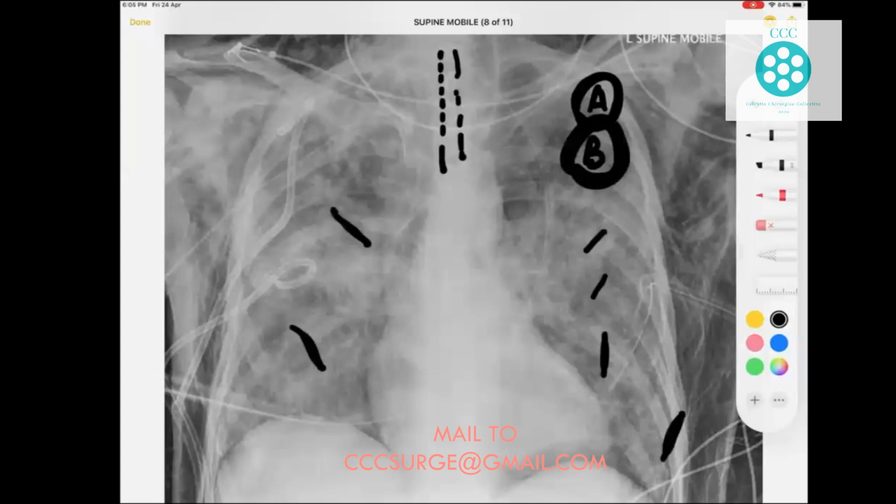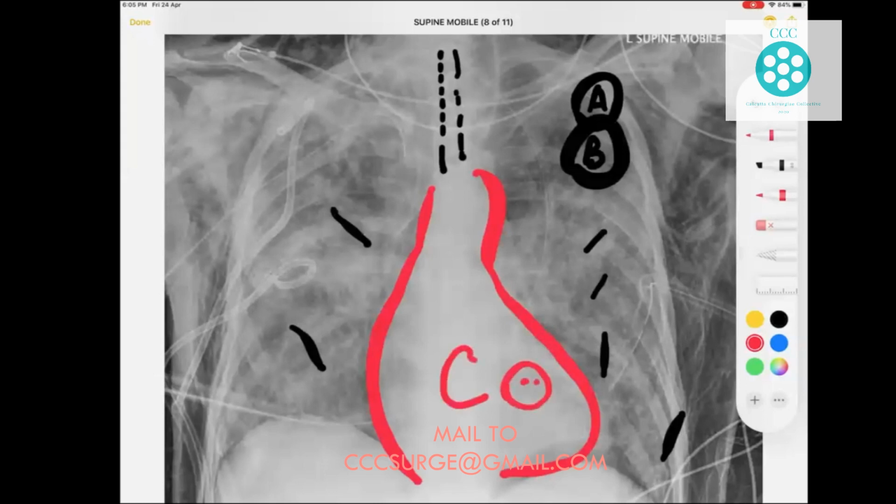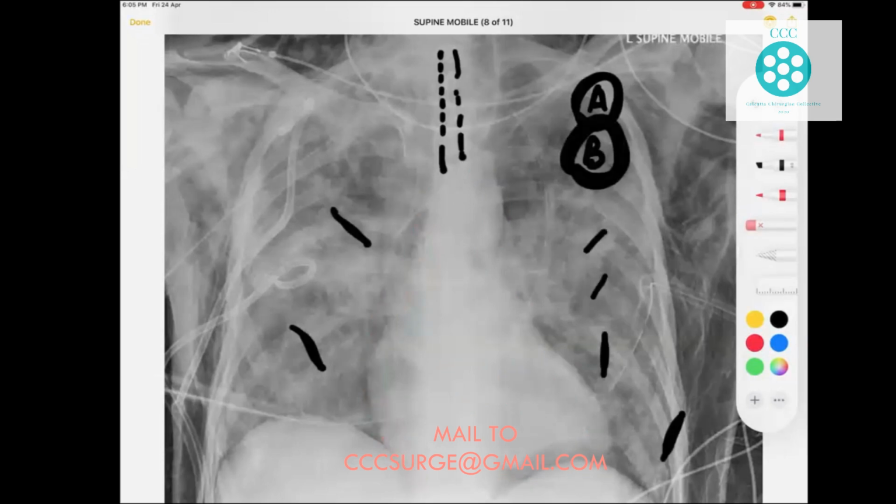C, well, that is something that I am sure of, sir. The heart shadow is normal. So the C is okay. I am happy with that. Okay, if the C is okay and you are happy with that, what about the D? Well, I am really happy with that also. I am happy with the D also.